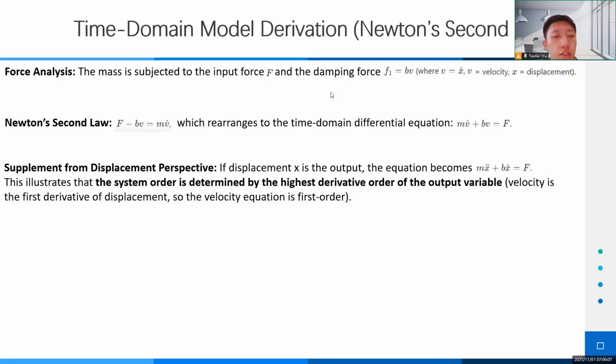First, let's analyze the forces acting on the mass. The input force is the force that drives the system. Second, the damping force. This force opposes the mass's motion. Its value is b times velocity. Velocity is how fast the mass moves, and it's also the derivative of displacement. Displacement is how far the mass moves from its starting point.